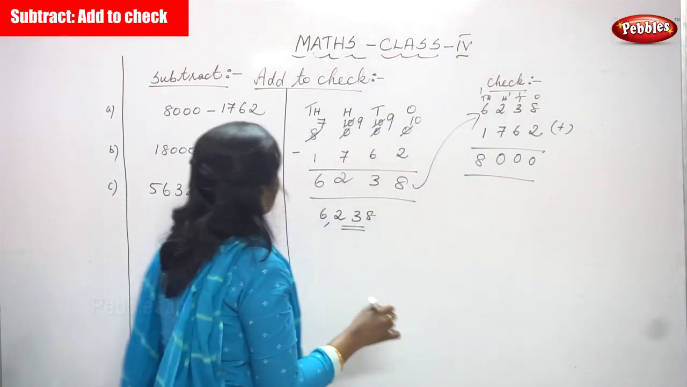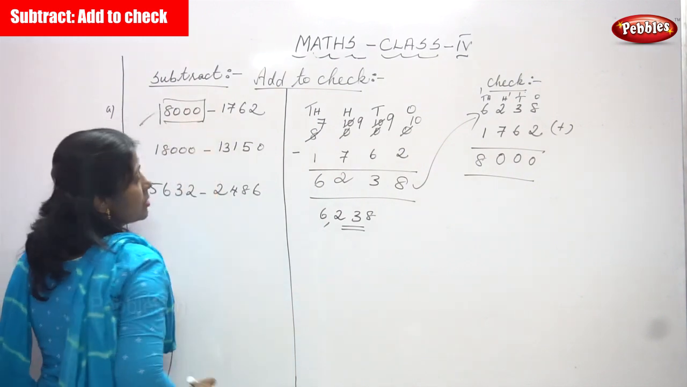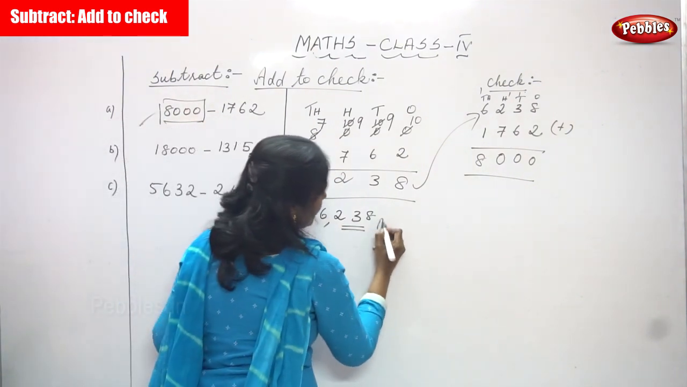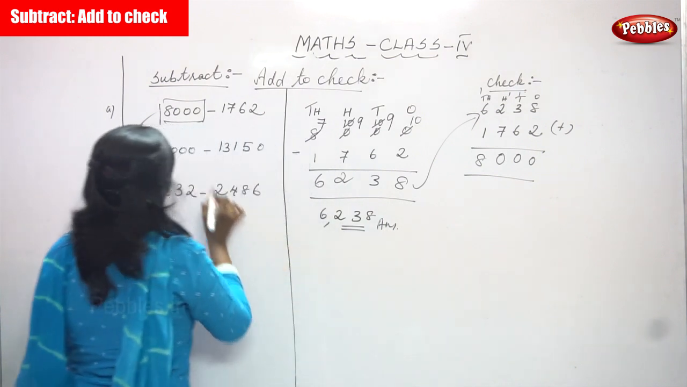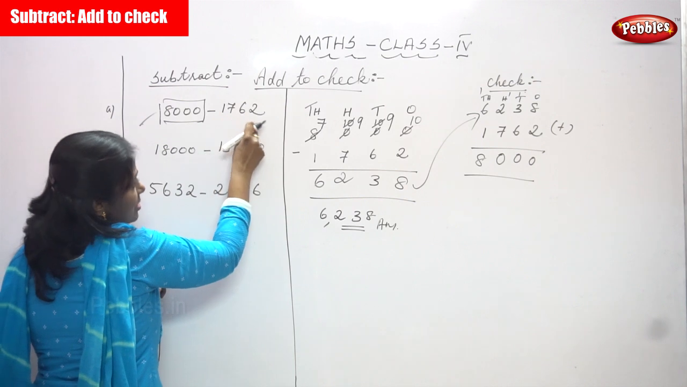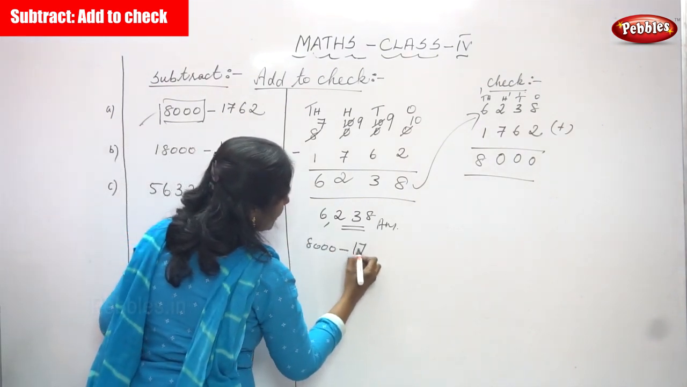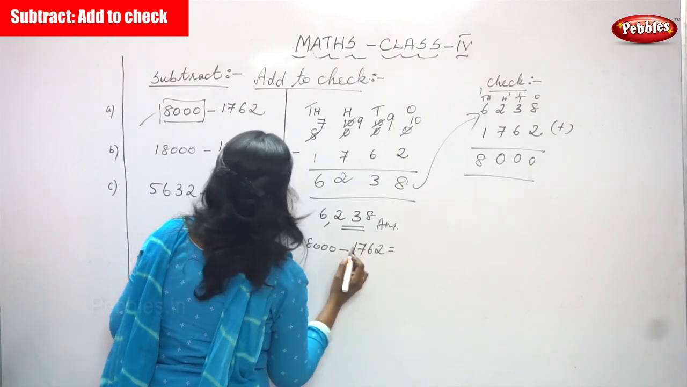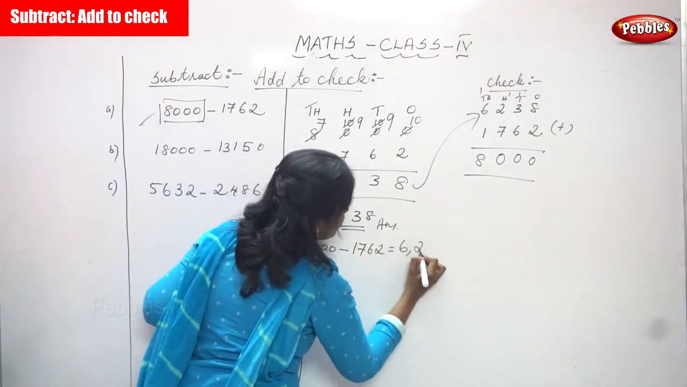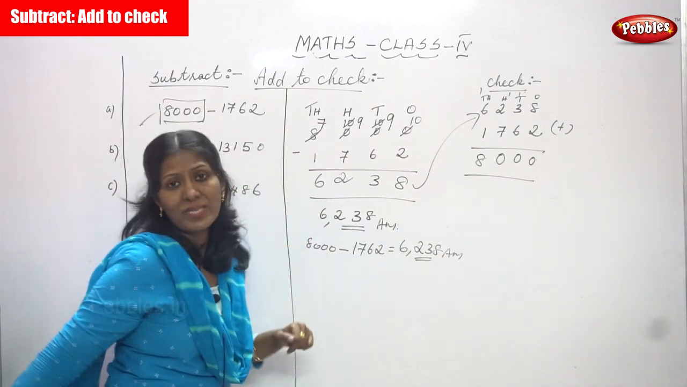So now you can get this question, that is 8,000. The first number, you got it. So the answer is exactly correct. So for this question, 8,000 minus 1,762, that is 8,000 minus 1,762. The answer is 6,238. This is the exact answer for the question.